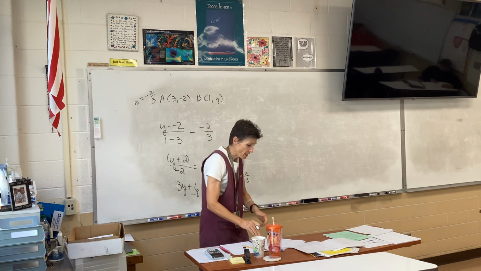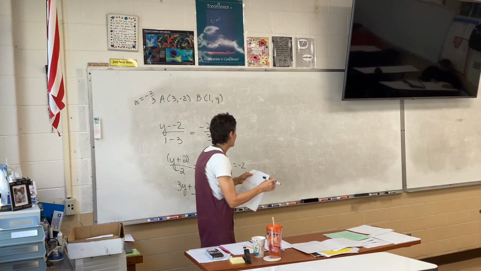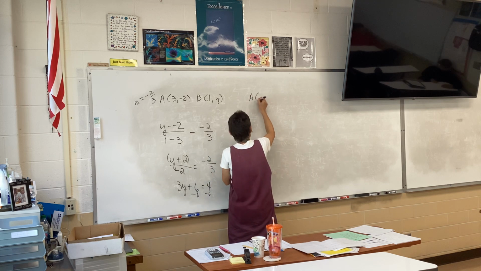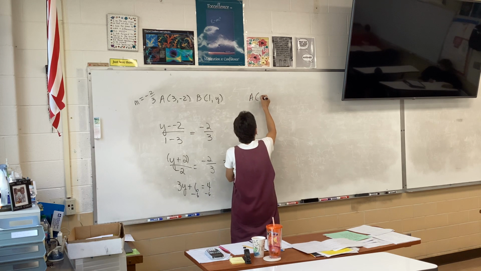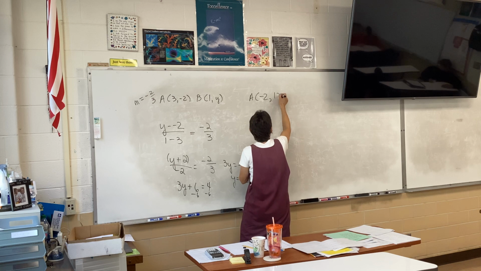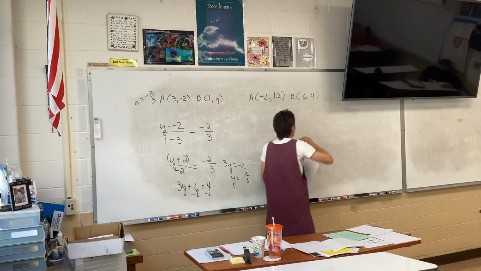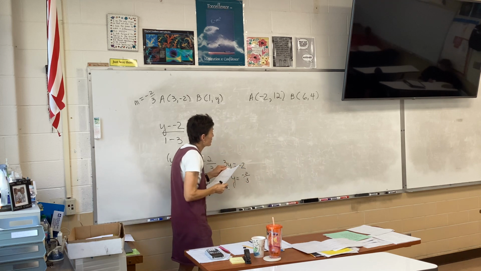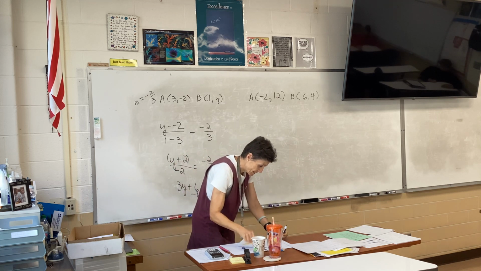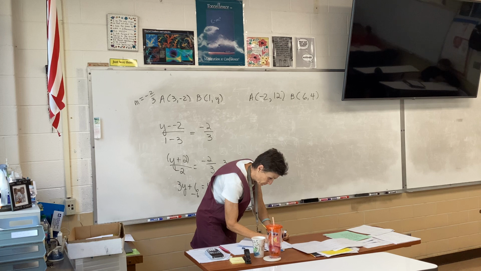I'm going to change that first point. So if you would, on your paper, change that first point to -2, 12. I want to avoid a bunch of ugly arithmetic. So we're going to change that first point to -2, 12.